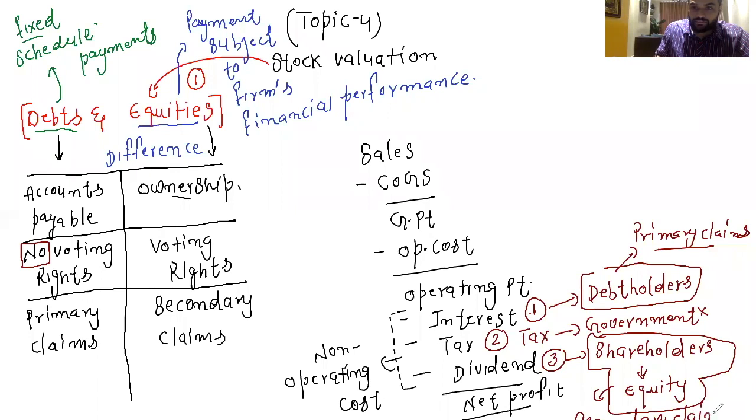secondary claims. Secondary claims means they will receive money later. Primary claim means they receive money first. Compared to shareholders, debt holders receive money first, right? And secondary claims means whatever money is left after making payments to interest or maybe tax, just ignore the tax because we focus more on the finance options. So after paying all the money to the debt holders, whatever is left, that's the money we use to pay for shareholders. So that's why we call it secondary claims.